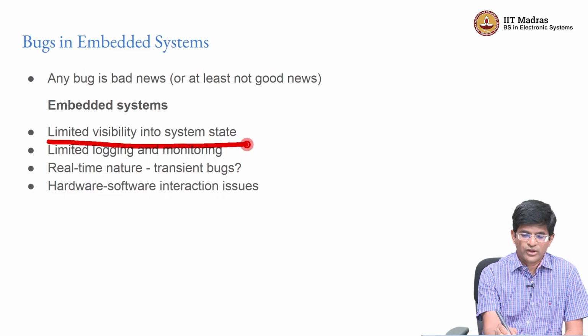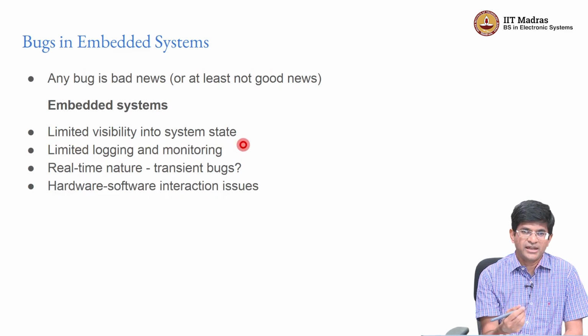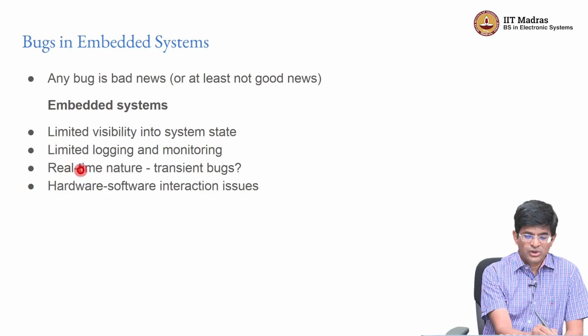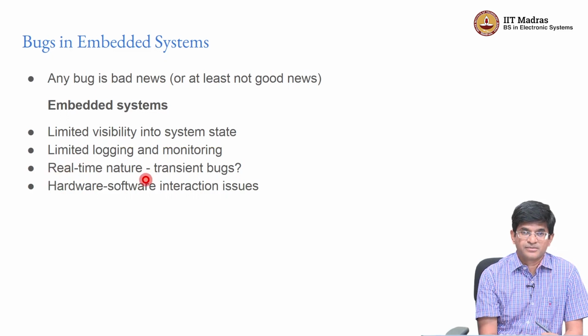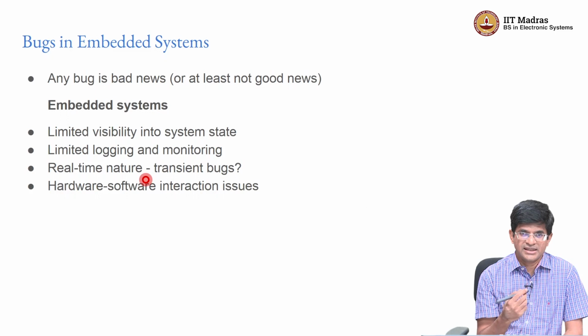Those include the fact that you have very limited visibility into the system state, right? It's very difficult to add a lot of logging and debugging information in embedded systems. There are many systems that have a real-time nature, which means that you can end up with transient bugs, things that occur once and then next time when you are trying to reproduce the bug, you are not able to get that same behavior. And you could have hardware-software interaction issues, right?